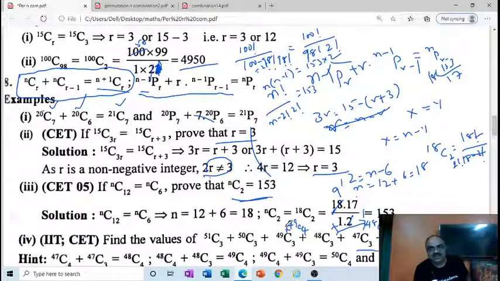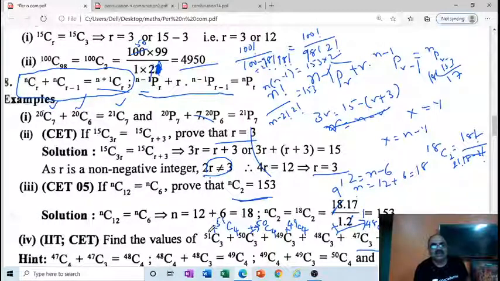Now friends, these two have to be added. 49C4 and 49C3, again the same formula, NCR and NCR minus 1. N plus 1, 49 plus 1, it will be 50C4. Now these two, 50C4 plus 50C3, same formula again, NCR and NCR minus 1. The answer is N plus 1 CR. It is 51C4.